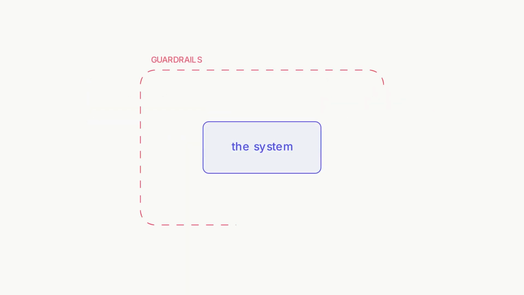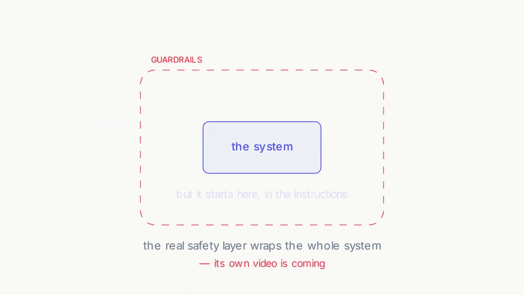Now this is only the first line of defense. The really critical safety behavior, the checks that catch a bad request or a dangerous output, usually lives in a dedicated layer around the whole system. That's a big enough topic that it's getting its own video on guardrails. But it starts here in the instructions.